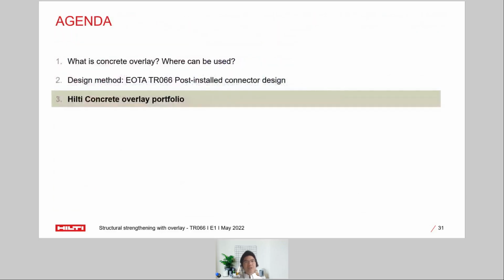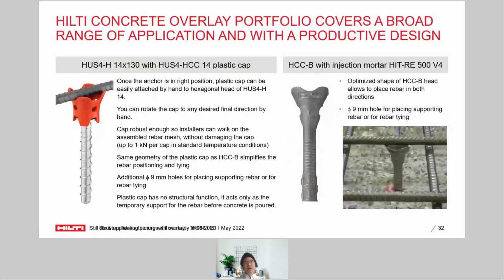The last part is just to quickly cover what is available from the Hilti side. Here I want to show you two products that we have. Let's start with the left hand side one, which is the HUS4 14x130 screw anchor with the use of the HCC 14 red plastic cap. Once you do your calculation and move to the job site, once the anchor is installed in the right position, you can put the plastic cap on by hand. You can rotate the cap to any desired direction.